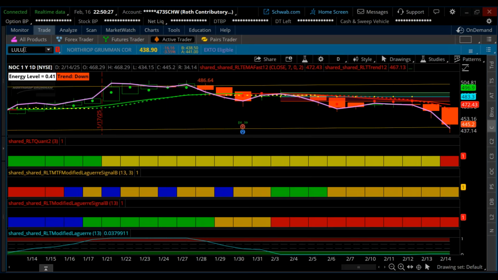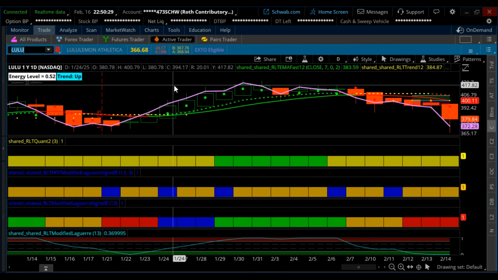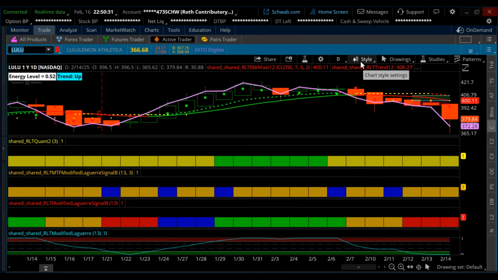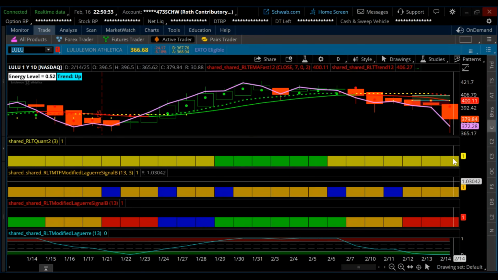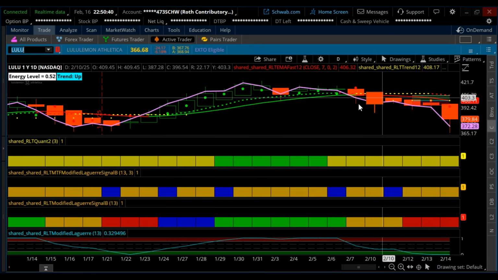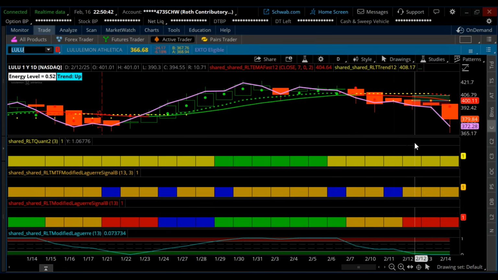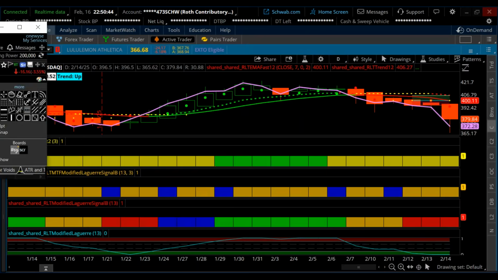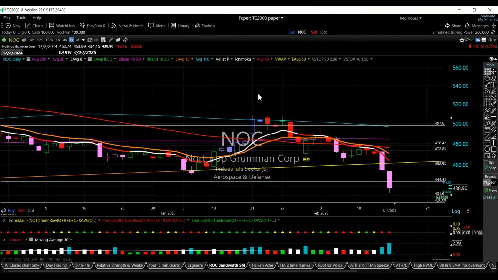Now I have another one called Lulu. This is Lulu right here on the SPY super system. It's bearish, obviously. We got red, we got yellow. It's breaking down. So I'm okay on the SPY super system. I'm fine with that. Let's see what it looks like on TC2000 for my daily chart.